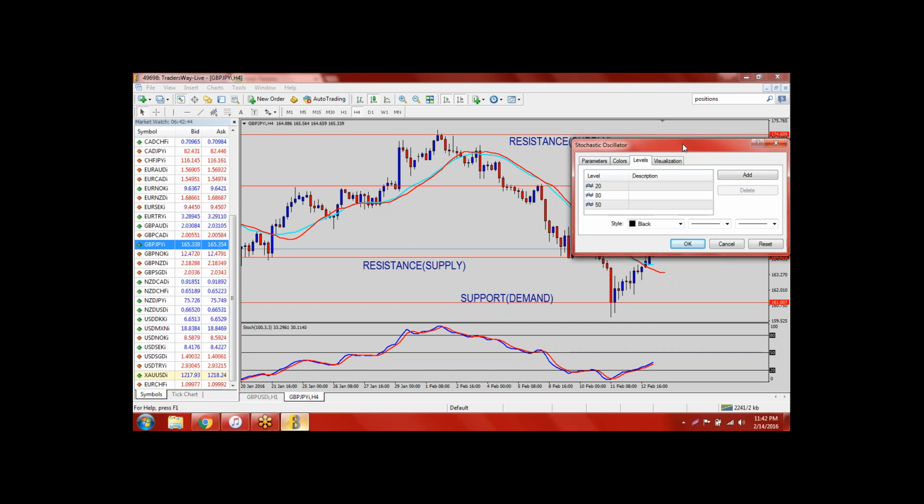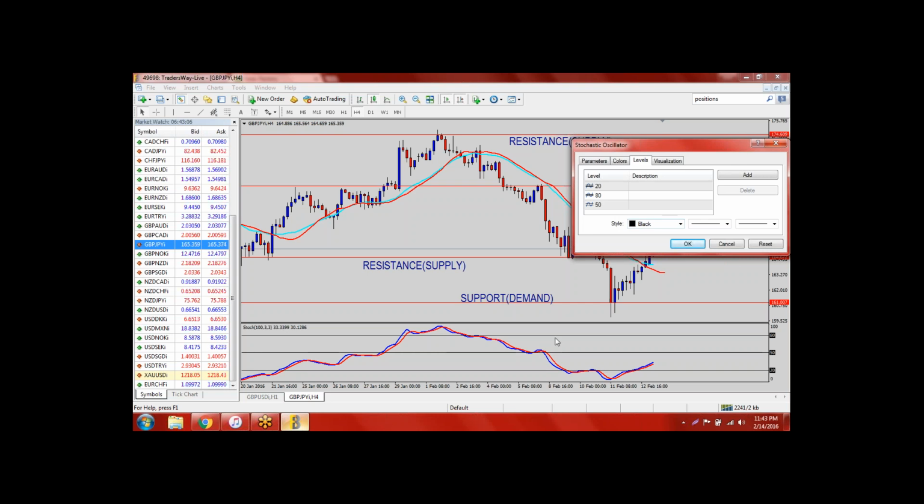For the more advanced students on here, you obviously know about support and resistance. What I look at when I'm looking at these three levels is support and resistance. That's all it really is. When you're looking at the stochastic oscillator, you're paying attention to support and resistance.